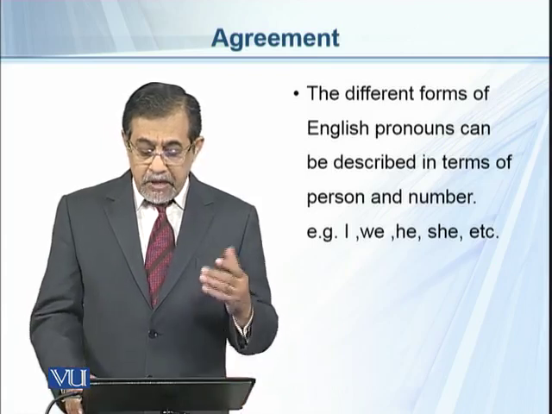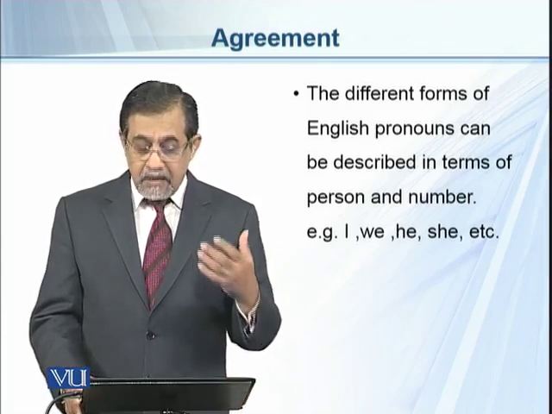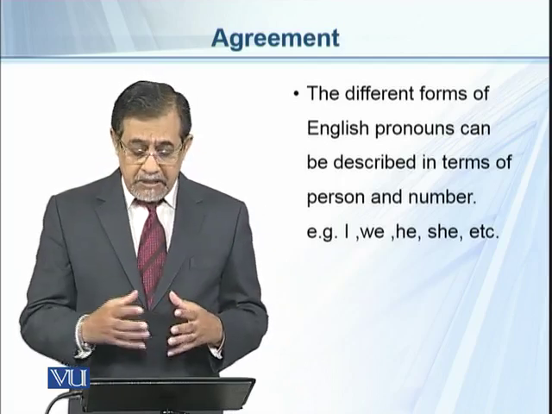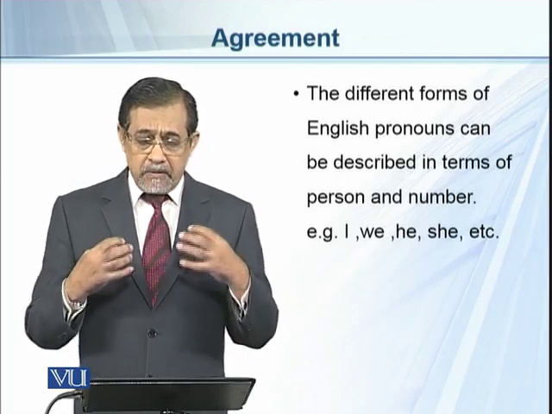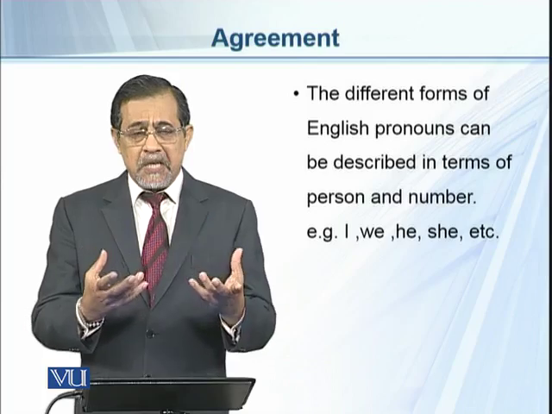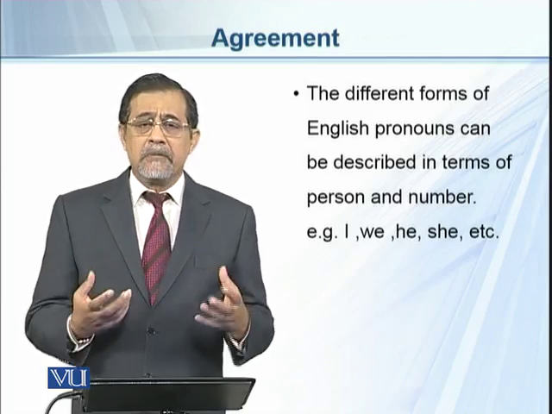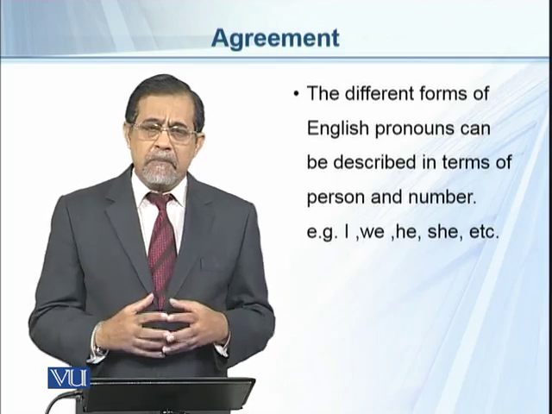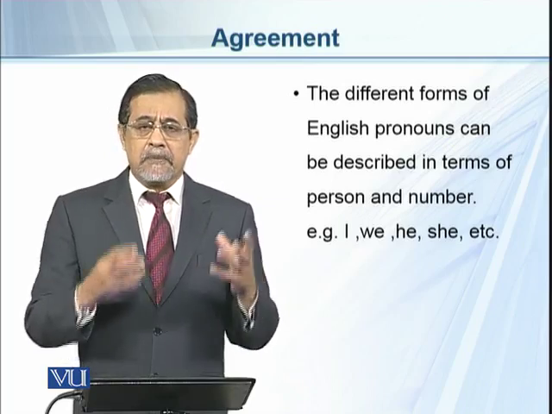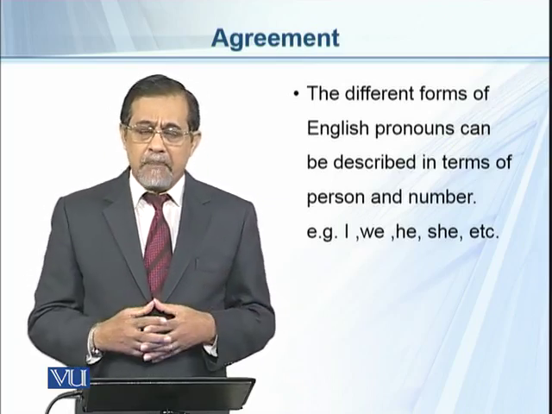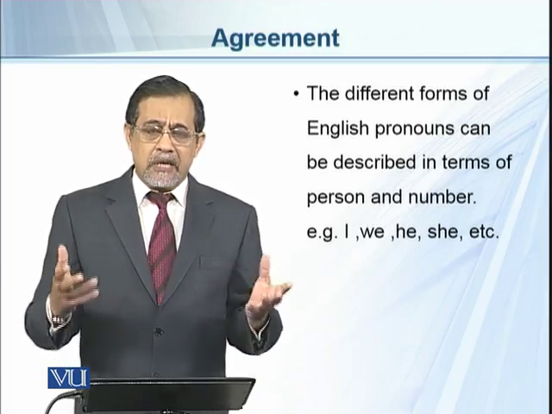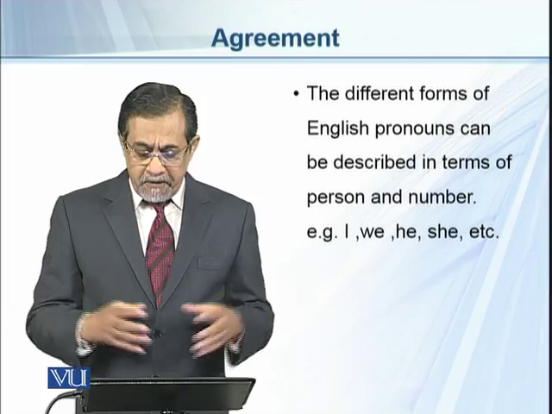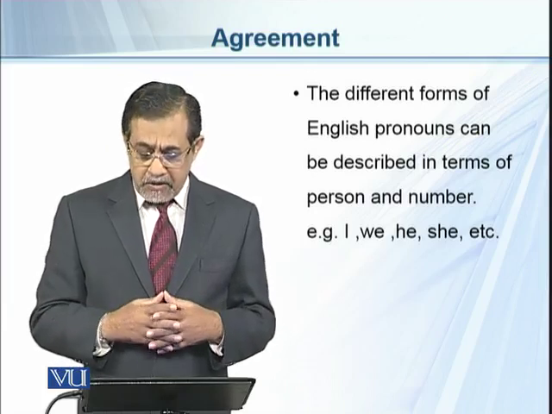The different forms of English pronouns can be described in terms of person and number. For example, we say that first person pronouns are the pronouns which refer to the person speaking, I and we. The second person pronouns are the pronouns which refer to the person spoken to, you, singular, and you, plural. And third person pronouns are the pronouns which refer to the people spoken about, like he, she, it. They are the singular ones, and they is the plural one. So the different English pronouns are described in terms of person and number.